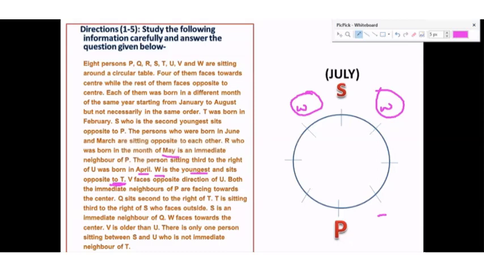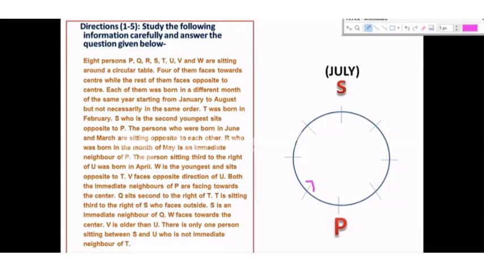Both the immediate neighbors of P are facing towards the center. So we mark center for the neighbors of P, as they are facing towards the center. Now, moving further, Q sits second to the right of T. T is sitting third to the right of S, who faces outside. Well, now over here we get to know that S is facing outside, so I marked outside for S. Also T is sitting third to the right of S.